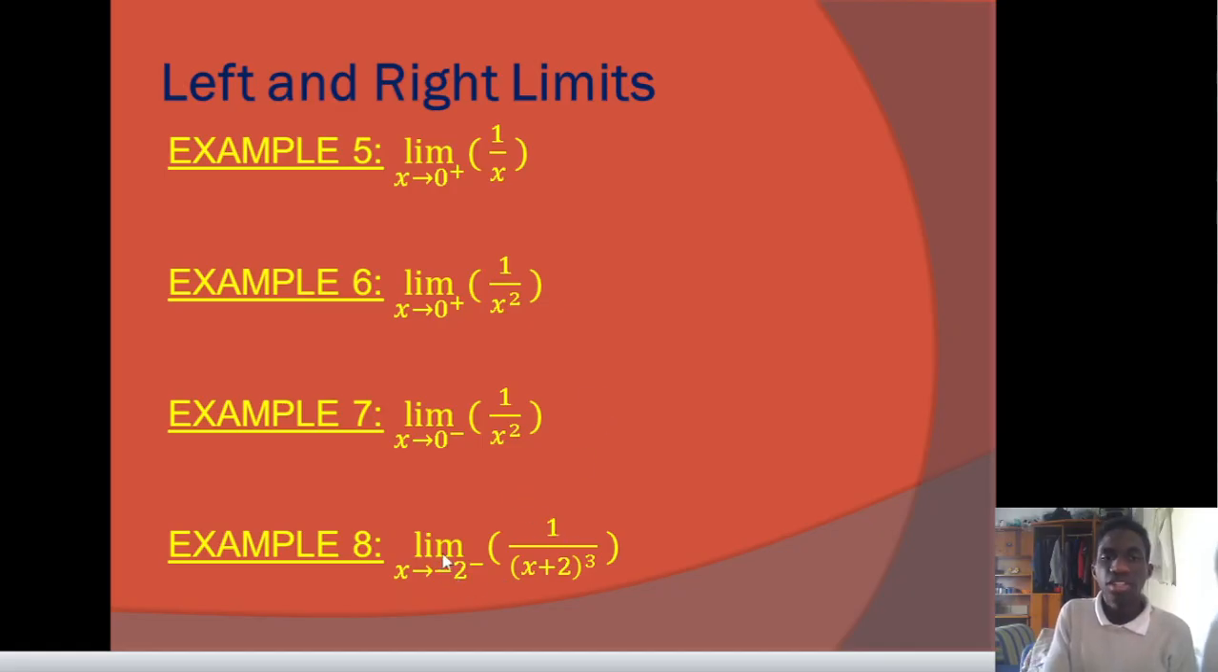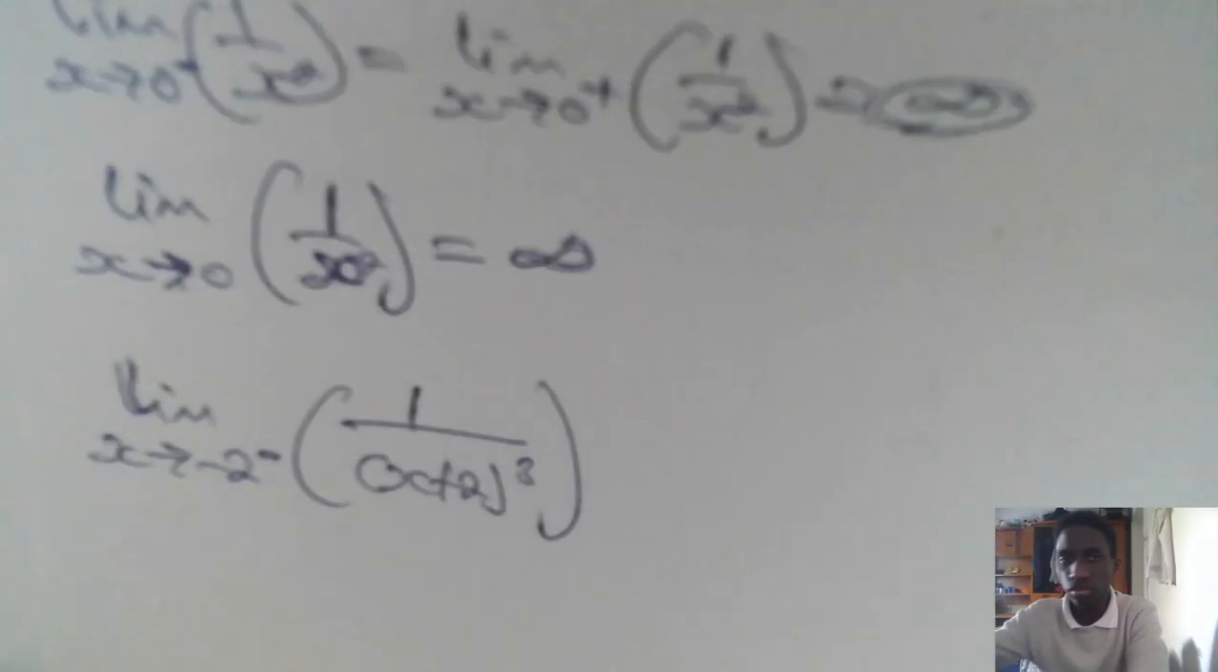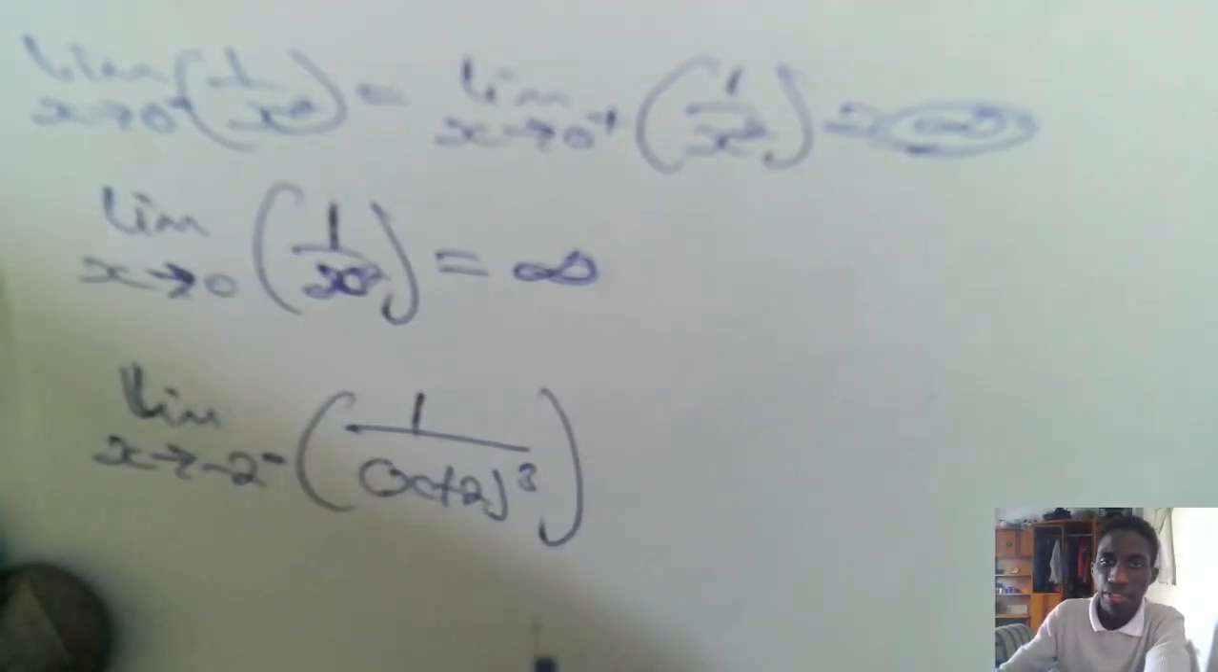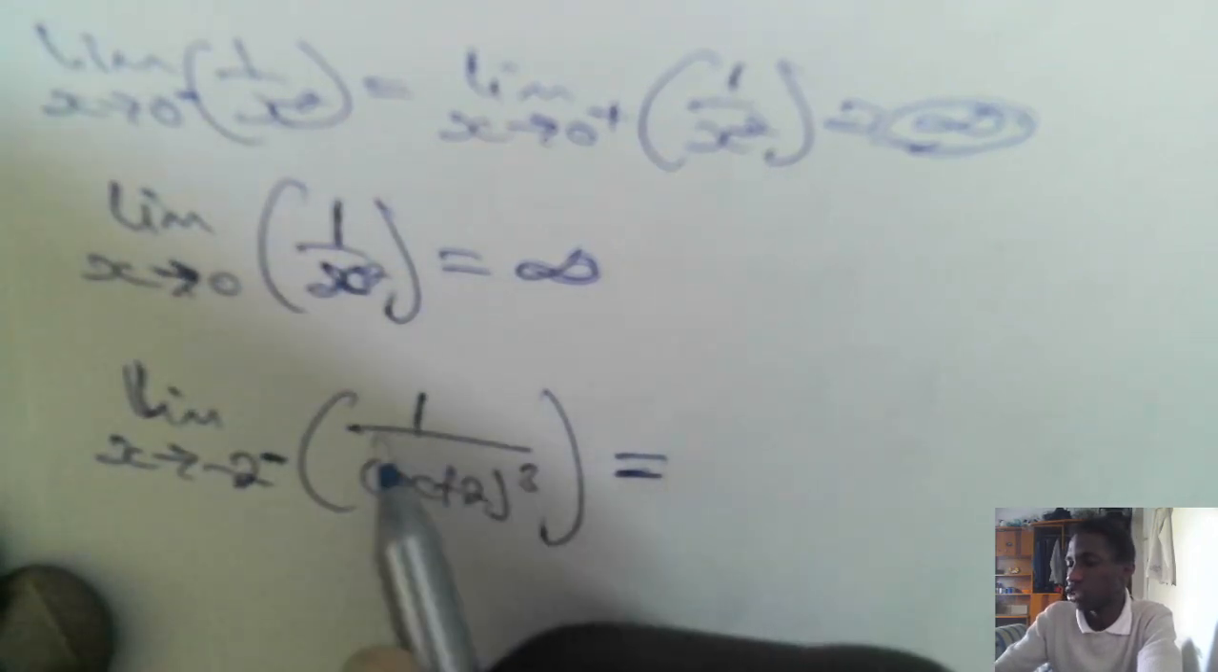The next one is the limit as x approaches -2 from the left hand side of 1 over (x plus 2) all cubed. So the limit as x approaches -2 from the left of 1 over (x plus 2) all cubed. So this is what we have, and let's start.